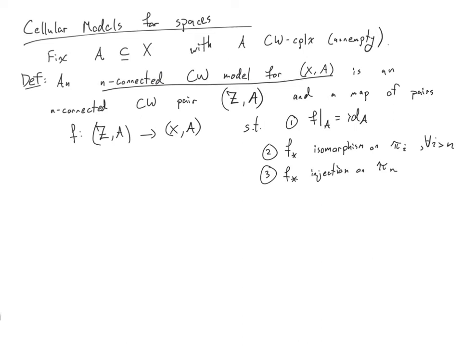Okay, class, welcome back. We are talking about cellular models or CW models for spaces today. This is kind of an interpolation somewhere in between a CW model for X and just the underlying subcomplex A, which is a CW complex. And we'll try to tease apart what exactly that means.